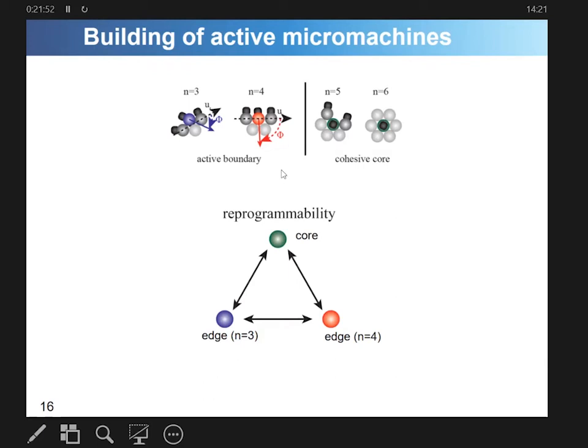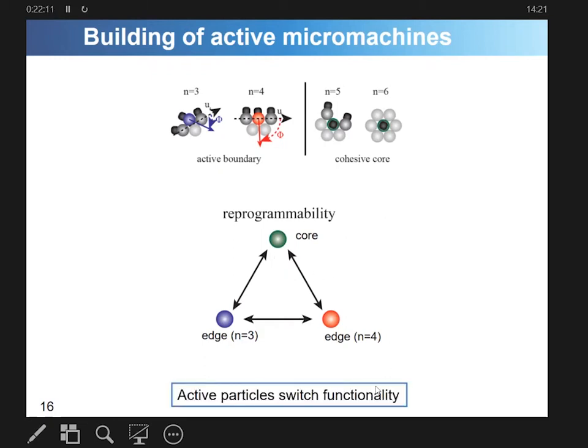The pluripotency is this ability to switch from one configuration between 3 swimmers to one configuration between 4 swimmers if you want, or 5 swimmers and 6 swimmers. And the swimmers can reprogram between one or the other configuration. And now that is for the explanation.